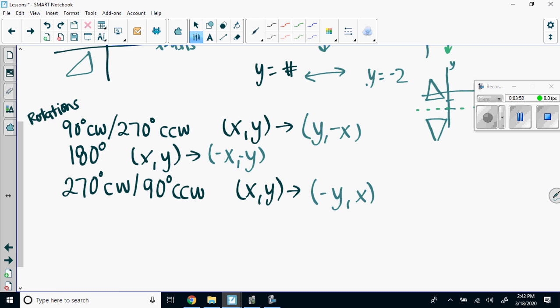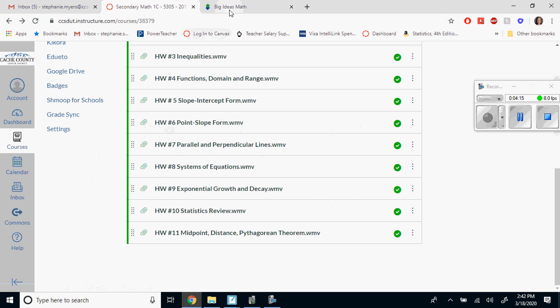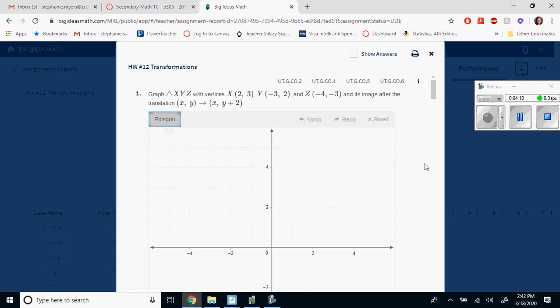So we're going to take that and do a couple problems from the Big Ideas homework. So open that up, and let's start number 1 together. If you don't have it open yet, pause this video. We're going to do number 1 together, just to make sure we know how to use this technology and what's expected here. Number 1 says graph triangle XYZ with vertices at (2, 3), (-3, 2), and (-4, -3).